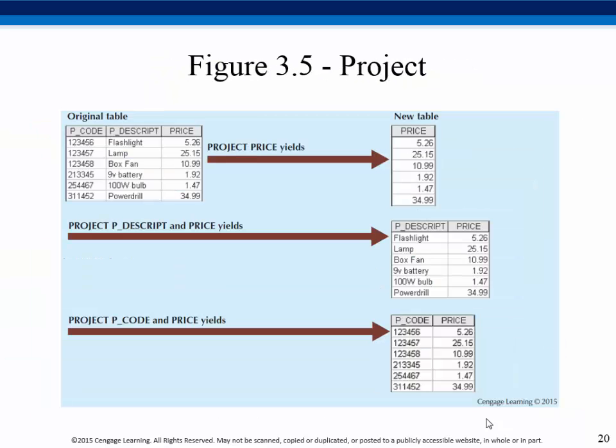So there's project. If you project price, it's going to give you the column price. It's going to yield them all. If you project P_description and price, you get all the product descriptions and prices. And if you project product code and price, it will yield all the product codes and their prices.